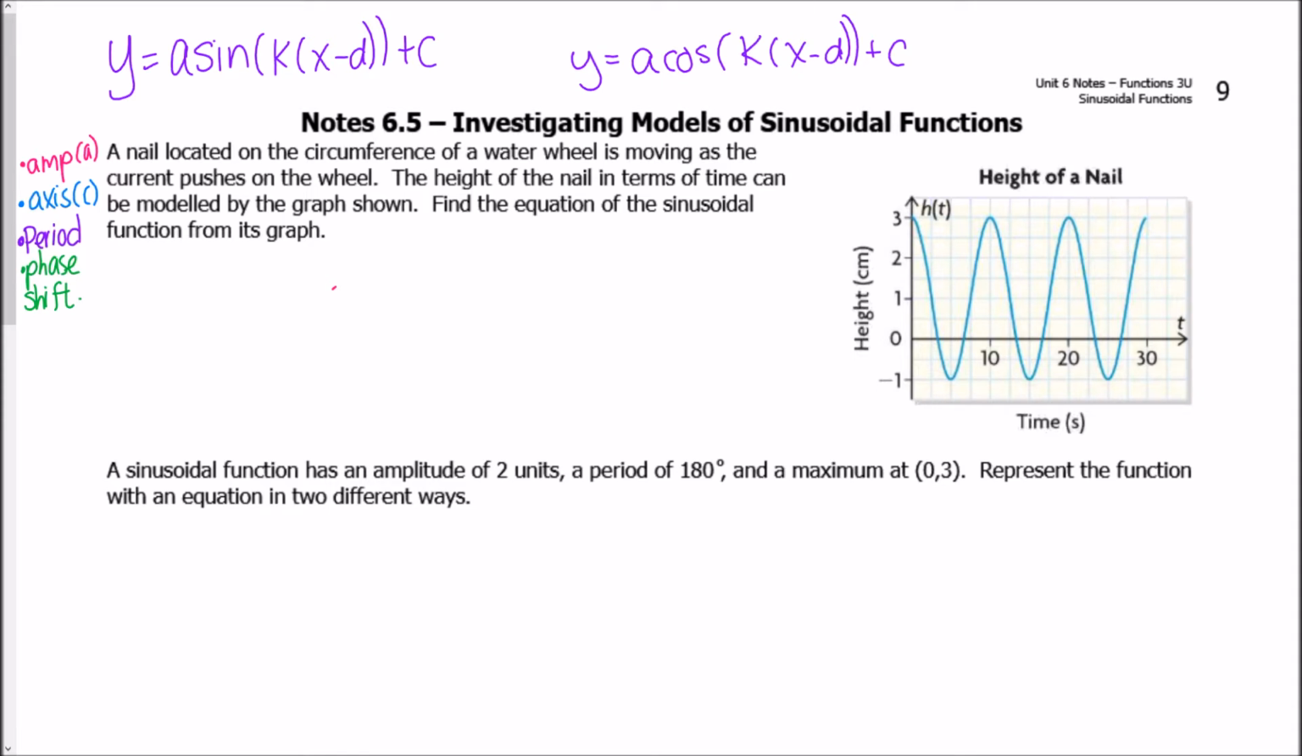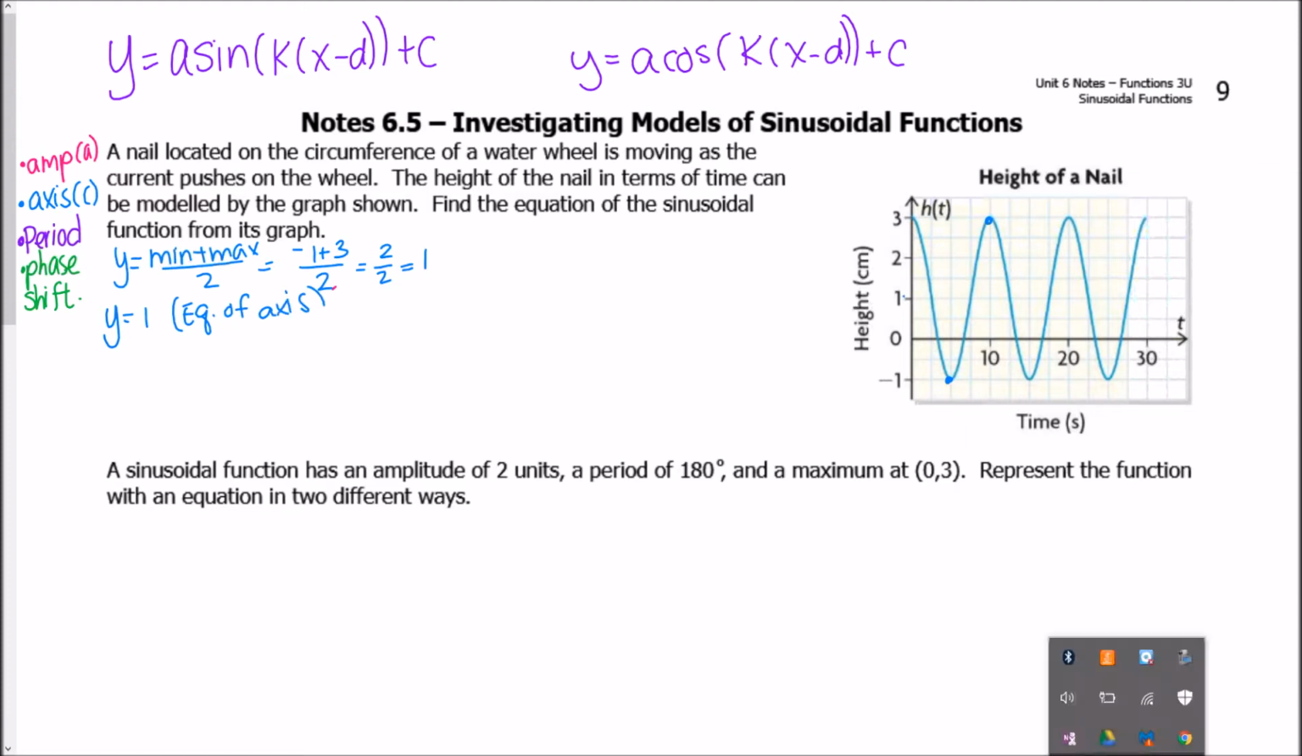So remember, to find the axis, it's always going to be the halfway mark. And to find the axis, all we have to do is the min plus the max, and then divide that by 2. So the minimum right here is -1, the maximum is 3, so I'm going to do -1 plus 3, divide that by 2, and I end up getting 2 over 2, or just 1. So the equation of the axis is y equals 1. And if I graph that out right here, we can see that it appears to be halfway between the min and the max.